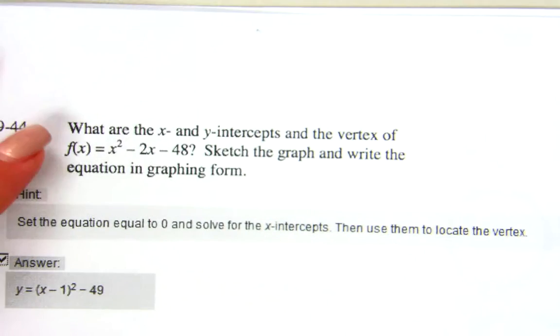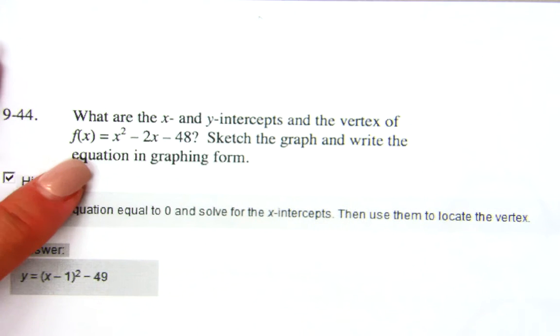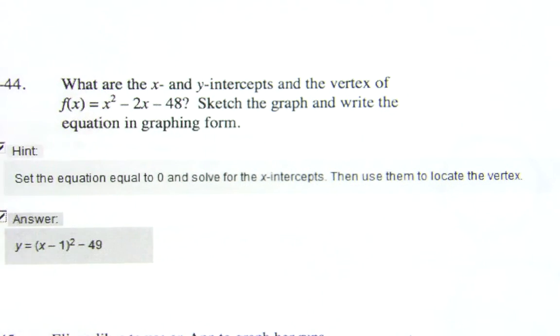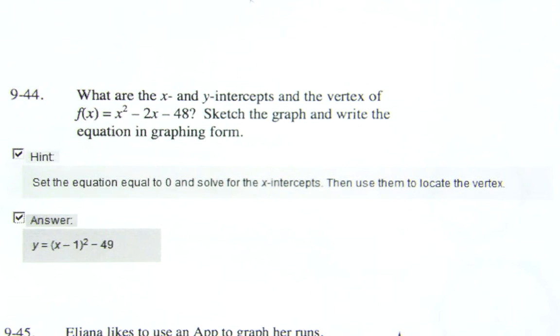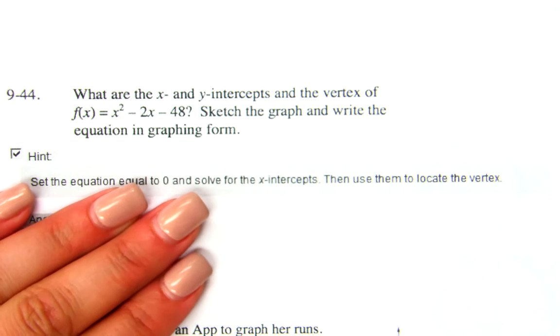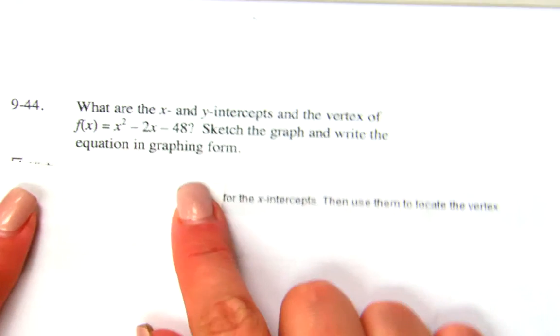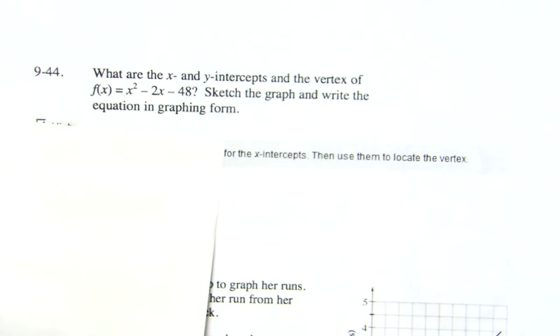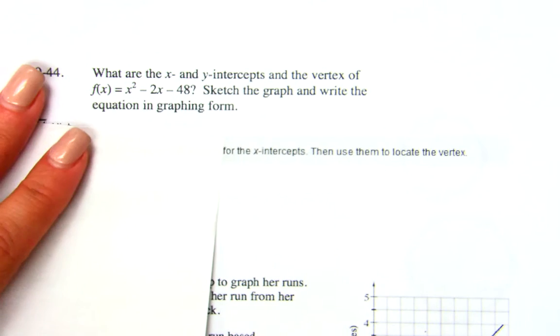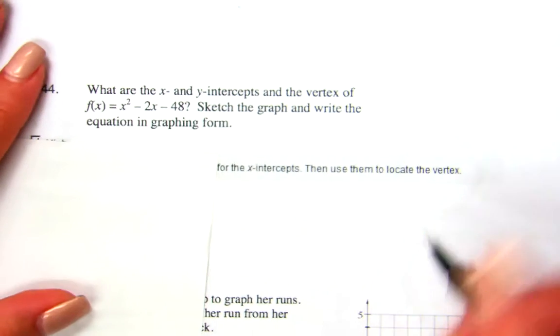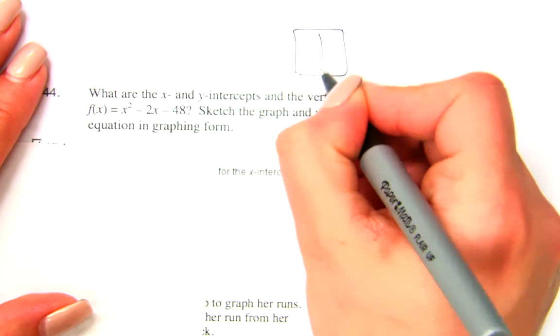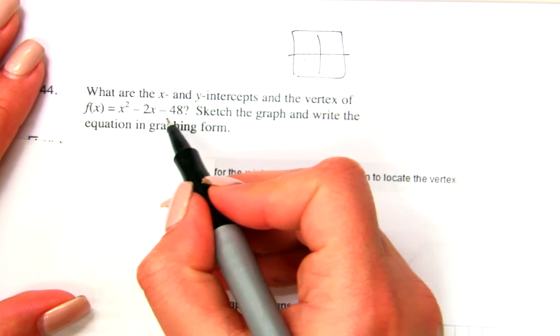44. What are the x-intercepts and the y-intercepts and the vertex of x squared minus 2x minus 48? Sketch the graph and write the equation in graphing form. So before you even do that, you're supposed to actually put it in graphing form. So I'm going to go over that one more time with you because it's technically completing the square. That's what you're doing. You're going to complete the square for x squared minus 2x minus 48.